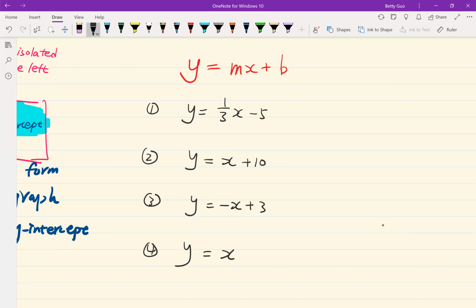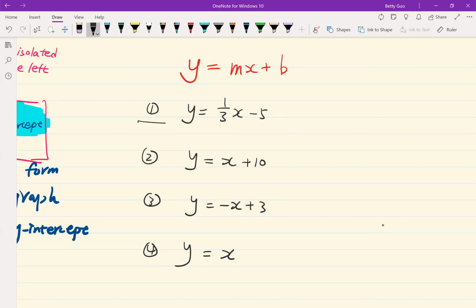All right. Look at the first equation. Y equals 1 over 3x minus 5. Look at the equation. Determine if this equation is a slope-intercept form of a straight line. The formula is right above it. Yes? Okay. If yes, you tell me what's the slope.